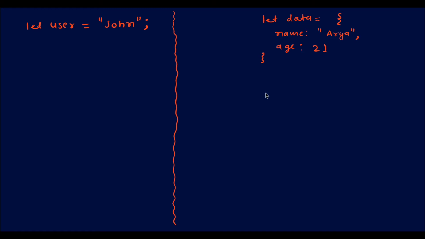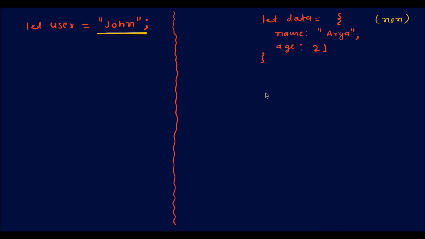In this video, we are going to talk about the difference between the memory representation of primitive and non-primitive data types. So we have a variable called user with a value of John. So this value is a primitive value. And we have another value that is stored inside a variable called data, and this is a non-primitive value. Let's try to see how their memory representation differs.